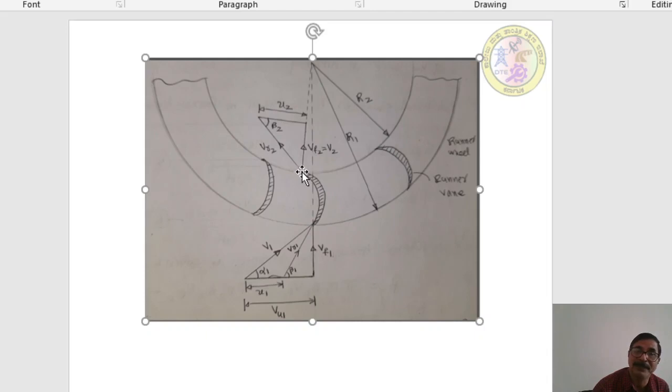So water is leaving axially. That is, alpha 2 is equal to 90 degrees, which indicates that the absolute velocity at the exit is equal to the flow velocity. Which made Vu2 become 0. The whirl velocity at the outlet is 0. And this is the relative velocity at an angle of beta 2. This is the tangential velocity of the runner, the speed with which it is rotating.